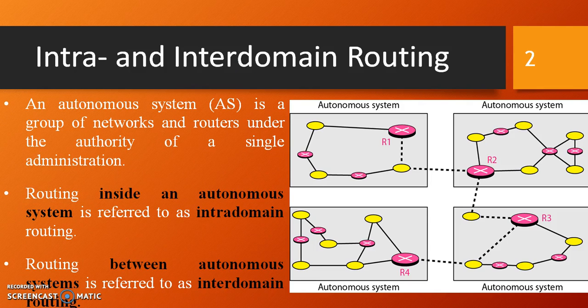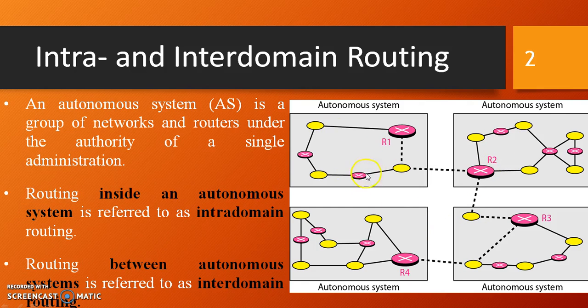Today, an internet can be so large that one routing protocol cannot handle the task of updating the routing tables of all routers. For this reason, the internet is divided into autonomous systems. An autonomous system is a group of networks and routers under the authority of a single administration.